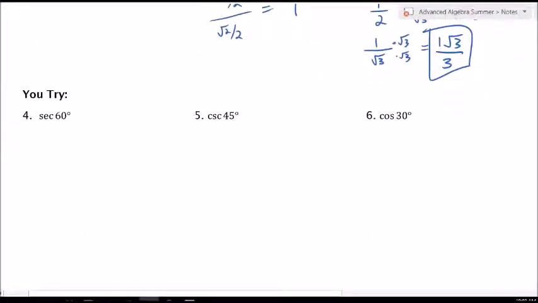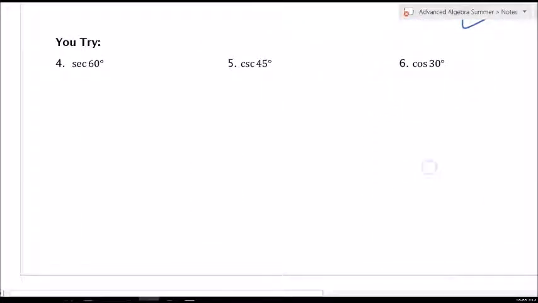Go ahead and do these three together here. So secant of 60. Well, let's see. Secant's not on the unit circle, so let's see what I can do instead. I know that secant goes with cosine. So what I'm going to do is rewrite this as 1 over cosine of 60.